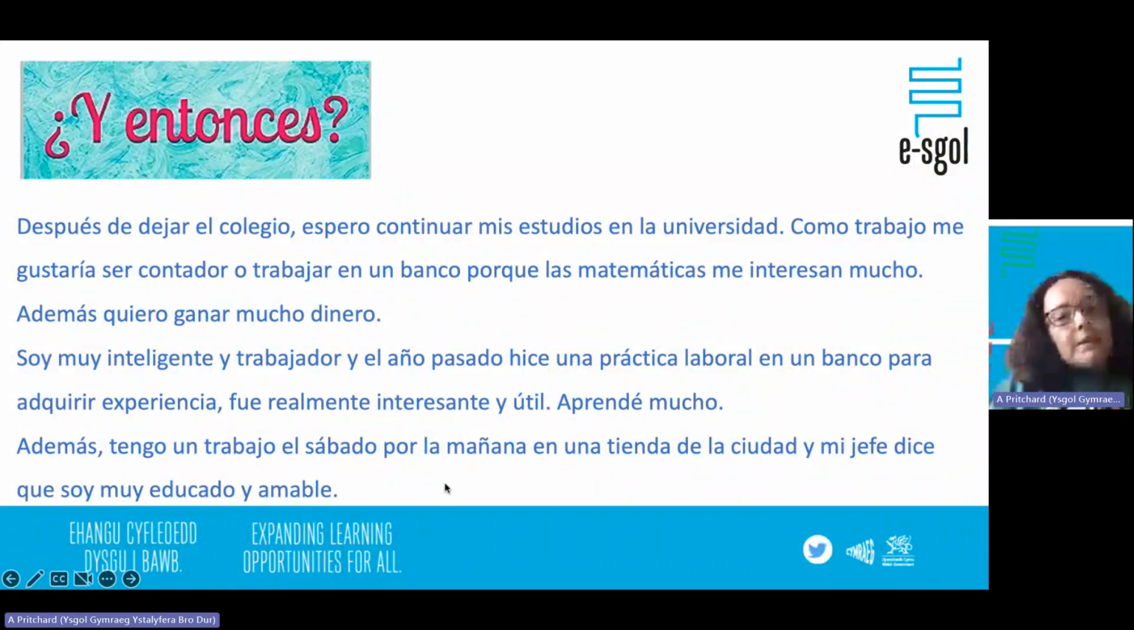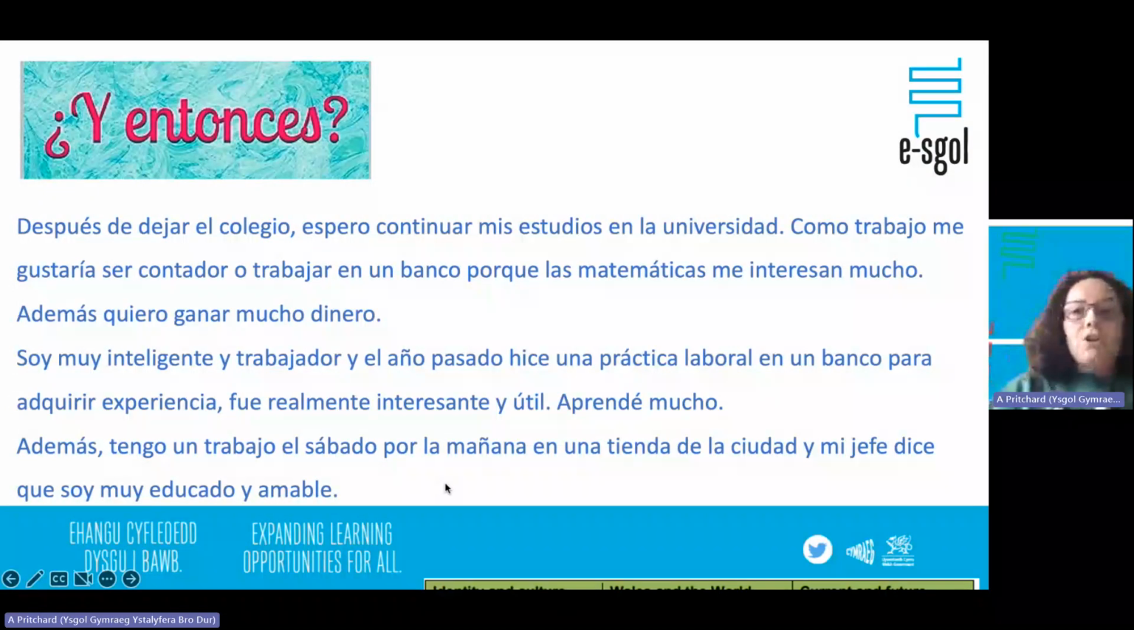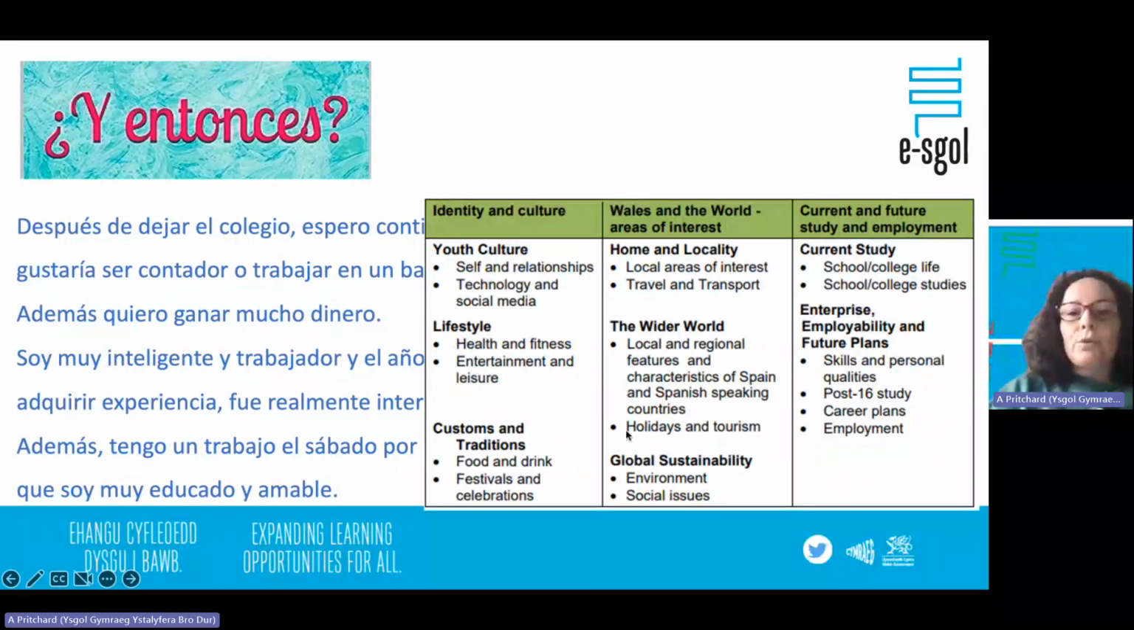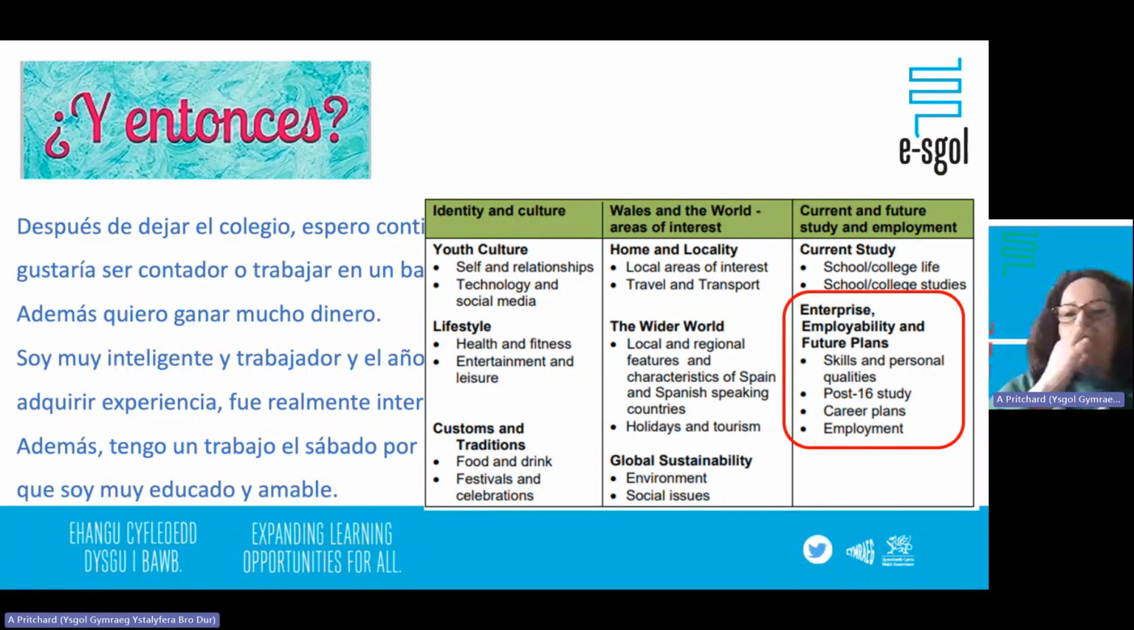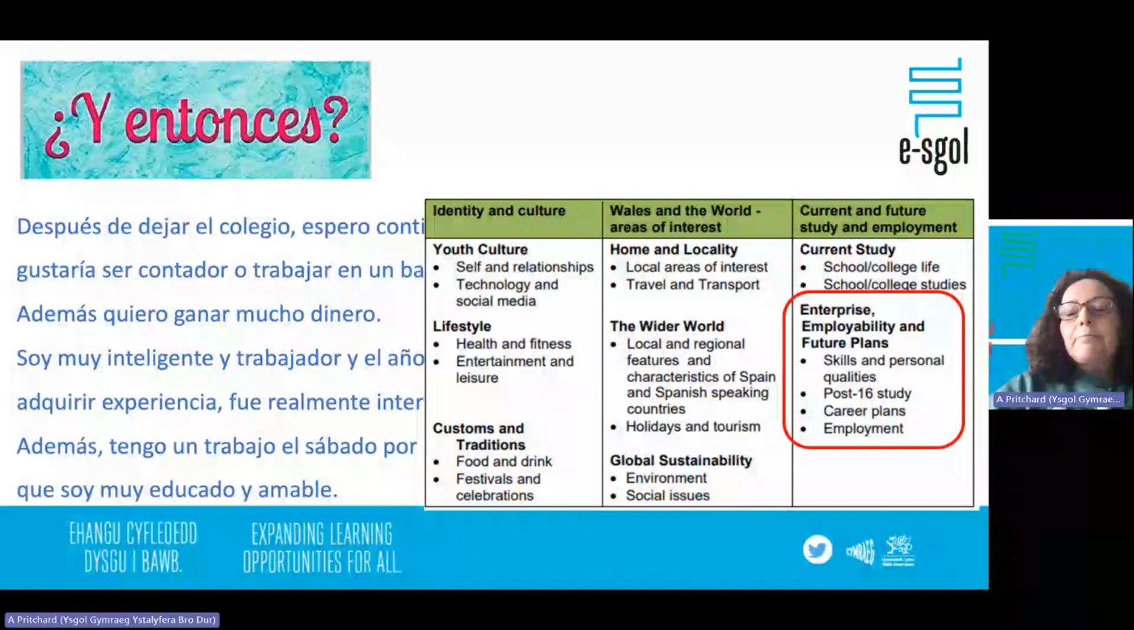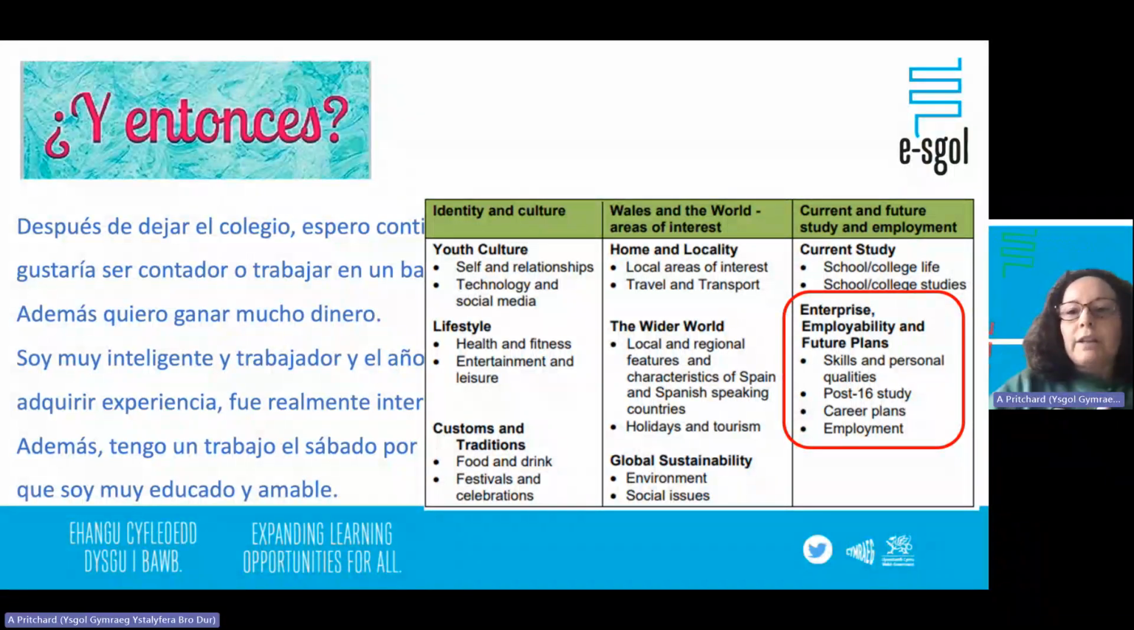So if we think about this piece of text here and where it links to the themes, it's obviously here in the third column, enterprise, employability and future plans. And as I said, you could add more in there. You could link it to other things as well, or just give a bit more detail on each of these four bullet points here. So that's the first example. I'm going to show you another example now.